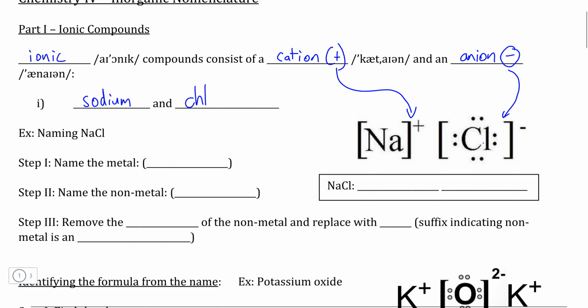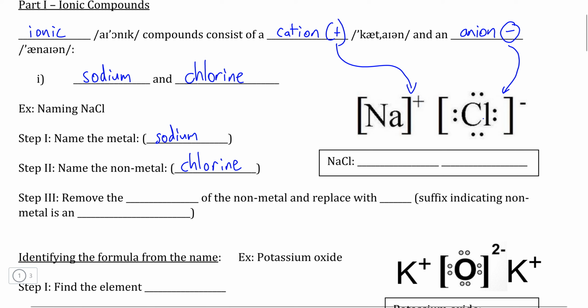Now, to indicate that chlorine has become an anion, that being that it has gained electrons, we are going to modify the name of the nonmetal in order to indicate that this is the case. So we're going to remove the suffix of the nonmetal. So in the case of chlorine, we're going to remove the -ine and replace it with the suffix -ide. So this would be pronounced chloride, if I can actually write the name properly.